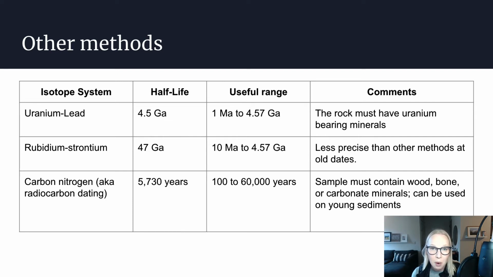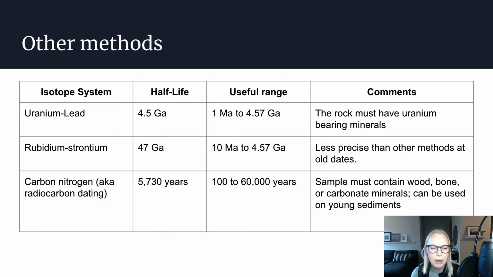And then one that you may have already heard of is carbon-nitrogen, or what we call radiocarbon dating. This system only has a half-life of 5,730 years, which isn't very long at all. And it's really only useful for dating things up to about 60,000 years old. So this is typically used on samples of wood or bone or carbonate minerals. It can be used on young sediments, but it's not particularly useful for rocks that are older than 60,000 years.